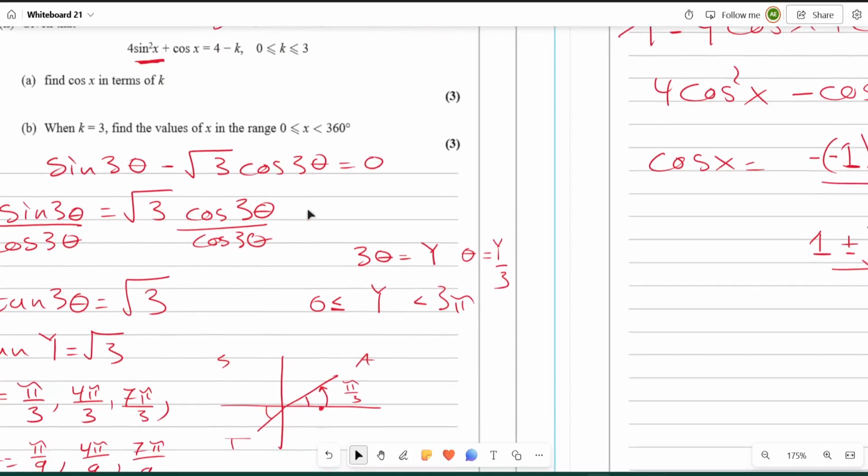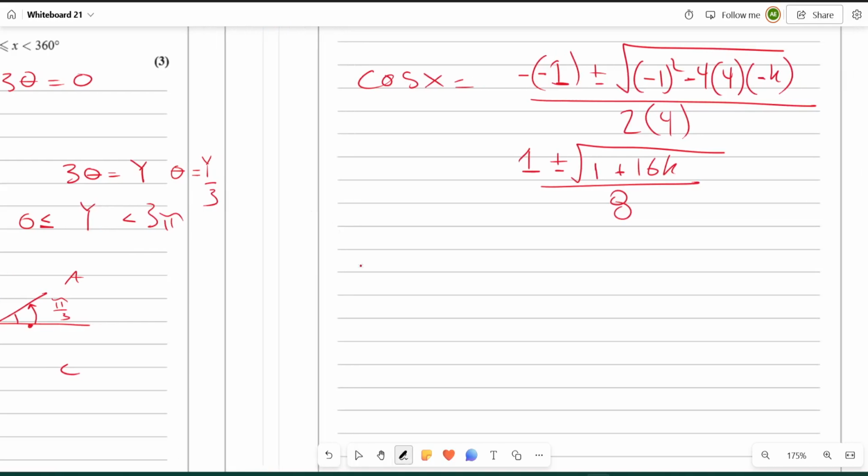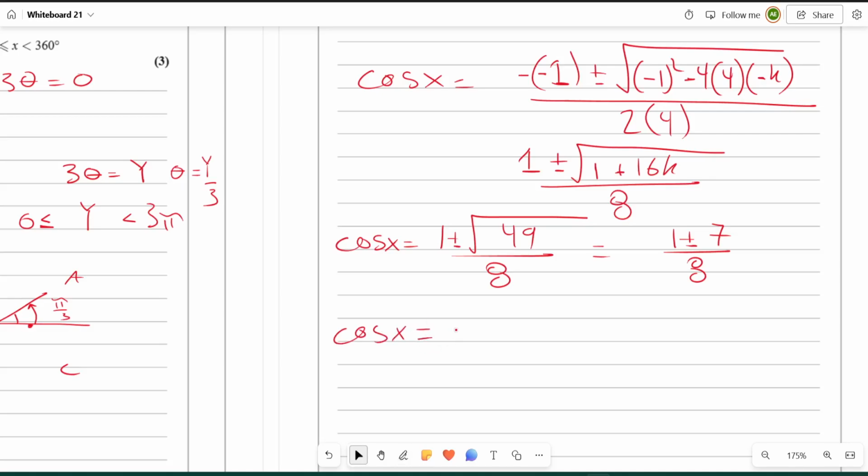So now I'm trying to solve for x within this range. So k is 3. So straight away, cosine x is equal to 1 plus or minus square root of 16 times 3 is 48, plus 1 is 49. So square root of 49 over 8. So that's equal to 1 plus or minus 7 over 8. So the first answer is going to be when this is plus. So cosine x equals 1 plus 7 divided by 8 is basically 1. So 8 over 8, which is 1. Or cosine x is going to equal 1 minus 7 divided by 8, which is going to give me an answer of -3 over 4.